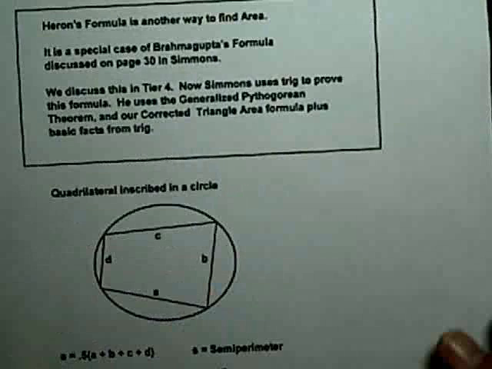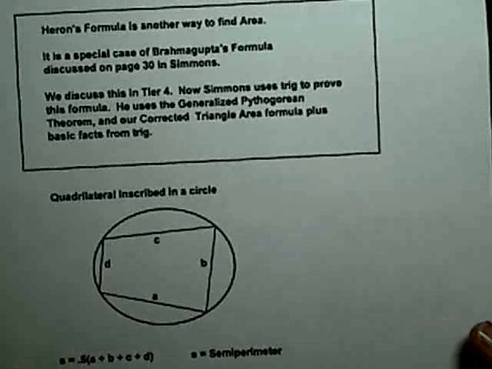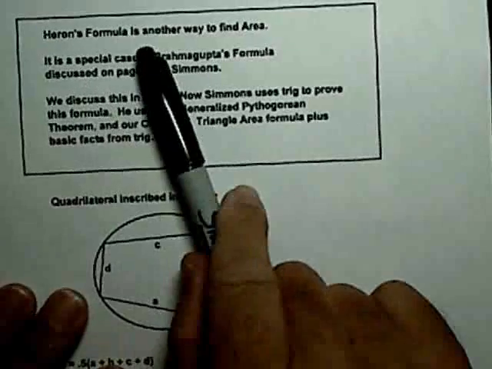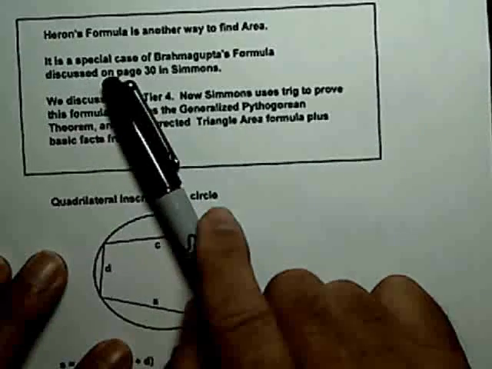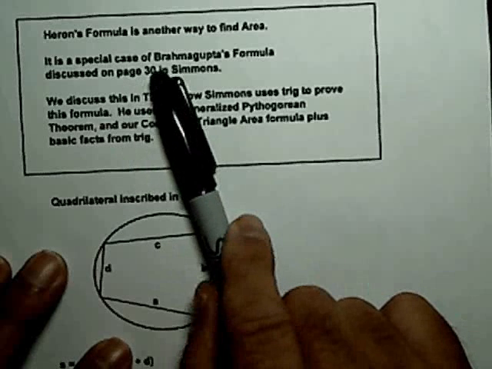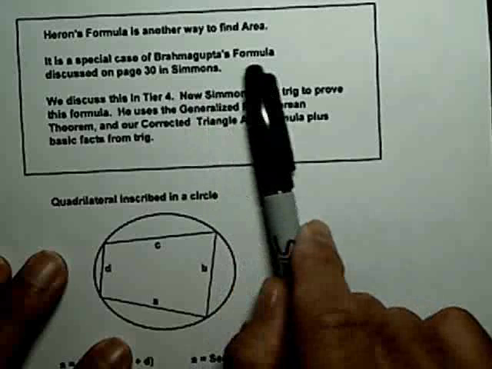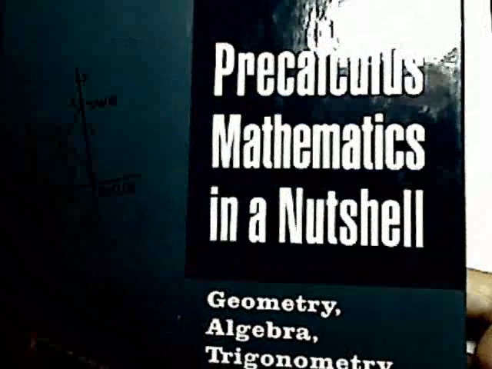Now, I talked on the last video about Heron's formula, where it came from and who got the idea for it. Well, it turns out it is a special case of another formula called Brahmagupta's formula. I have to tell you, I had never heard of this until I read Dr. Simmons' wonderful book, Pre-Calculus Mathematics in a Nutshell, which we use in tiers 3 and 4.